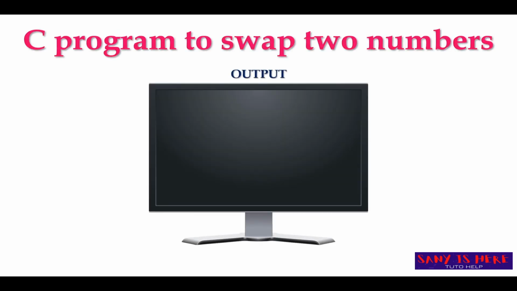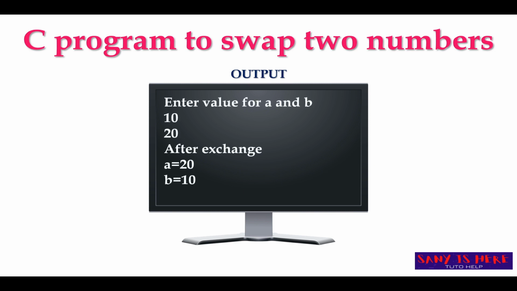Now how do we get the output on the screen? How to code exactly? Okay, see, first, the user should be able to enter the value of A and B from the keyboard, and the message will be like this: enter value for A and B.